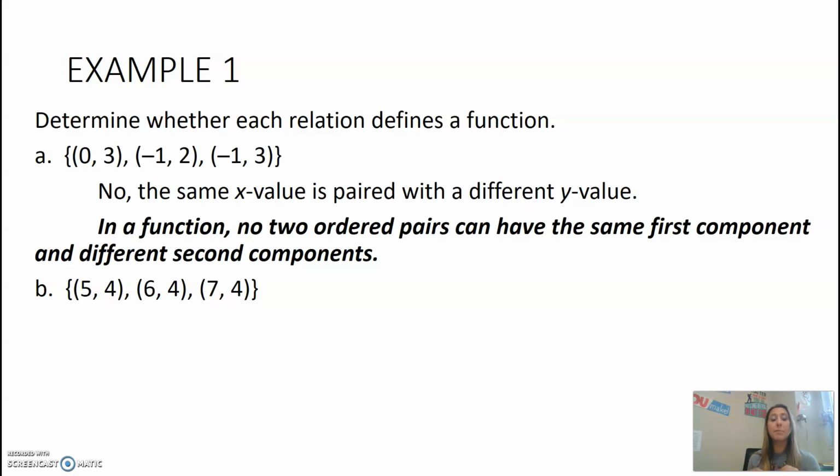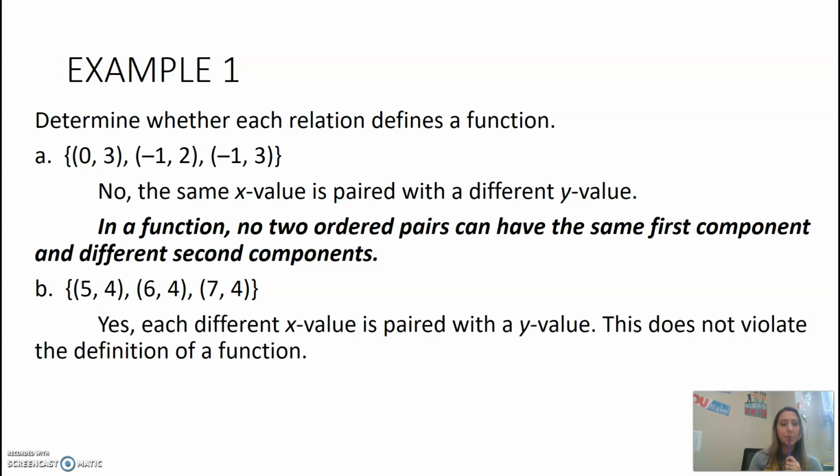So if we're looking at B, notice that 5, 4, 6, 4, and 7, 4. So we have 4 being repeated as the second component over and over again. So it's not a different second component. But this says yes, because each different x value is paired with a y value. And this does not violate the definition of a function. So if I were thinking of the graph, in this unit, I typically think of it graphically.